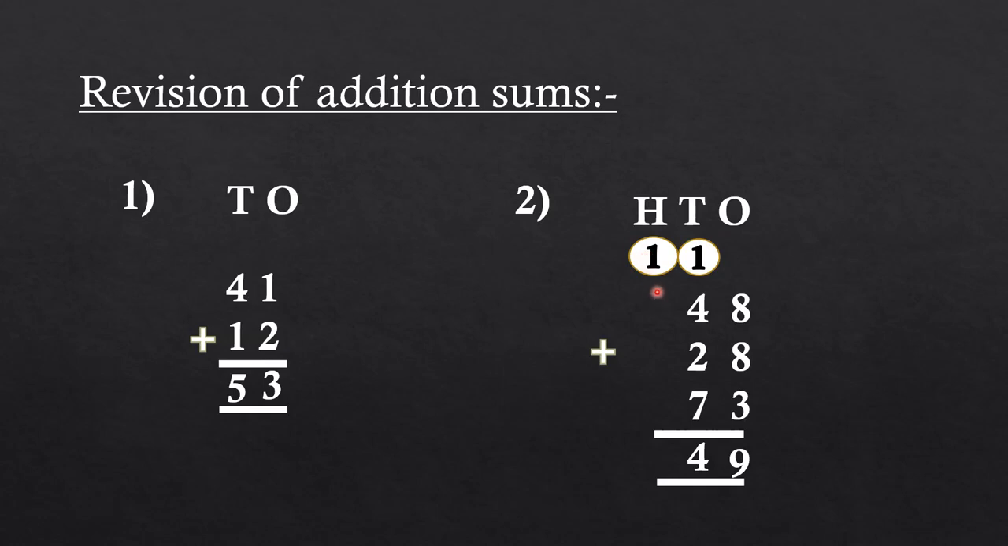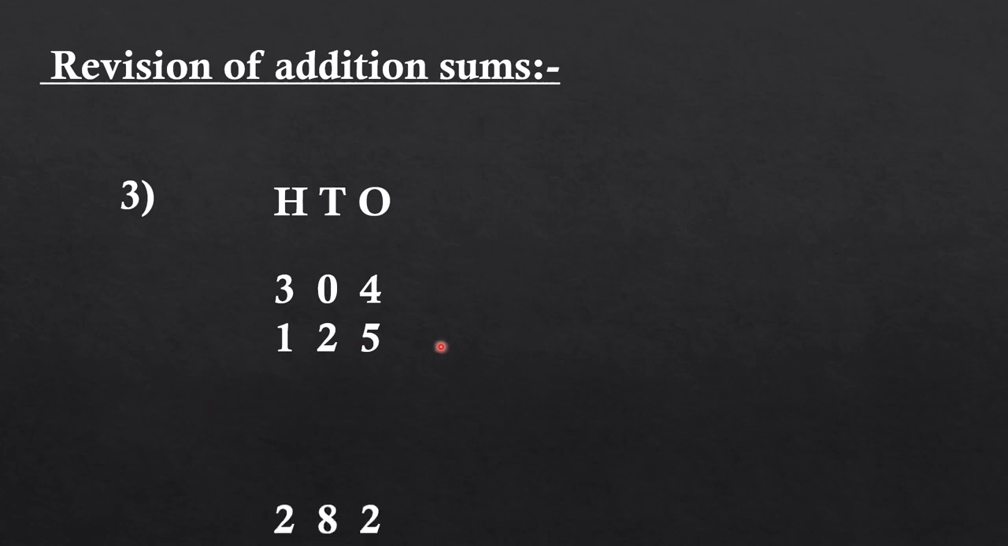Okay beta, and here at hundreds place we have no digit, only one carry over is there. So we will write 1 here at hundreds place column. Okay beta? Yes beta. Now we have to add 304, okay, and 125 and 282.